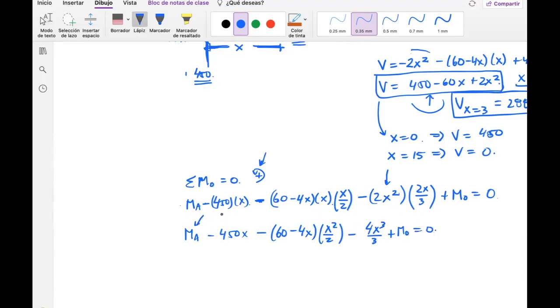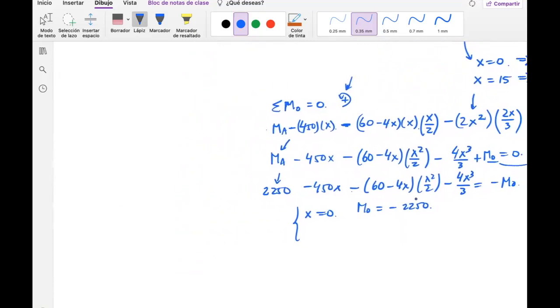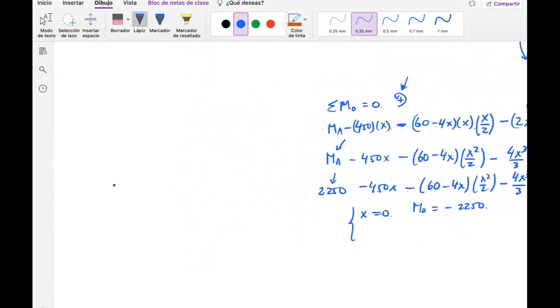Now, this guy I already know. So this is 250 minus 450x, minus 4x, x squared divided by 2, minus 4x cubed divided by 3 equals minus MO. What I just did is pass this guy over here, and I'm going to evaluate this minus MO regarding x equals 0. If I put x equals 0, MO equals minus 250. Hopefully you can see that. Everything is 0 here, but this guy is not 0. And since I have a minus here, I just put it all the way there.